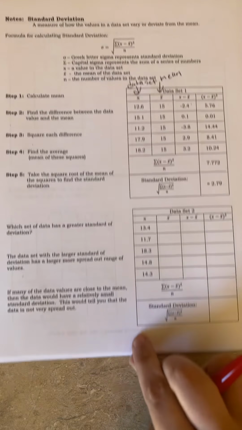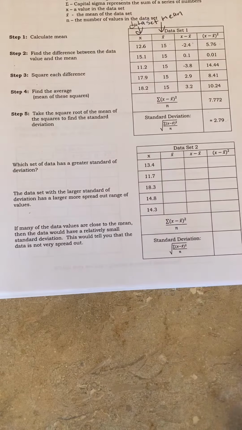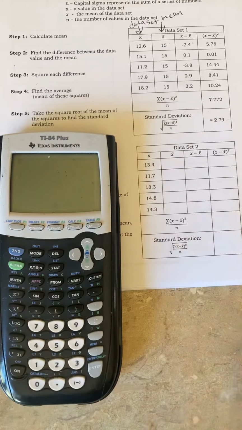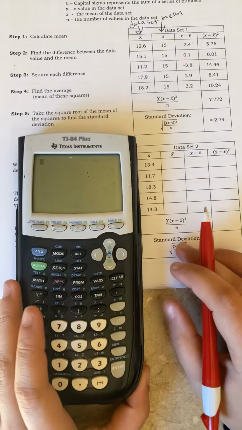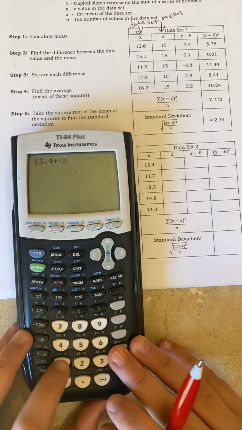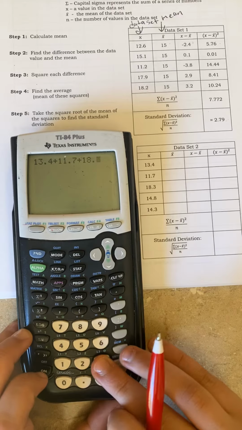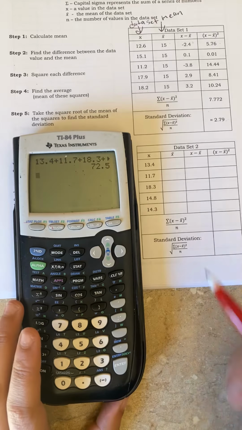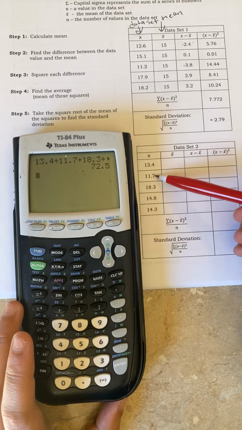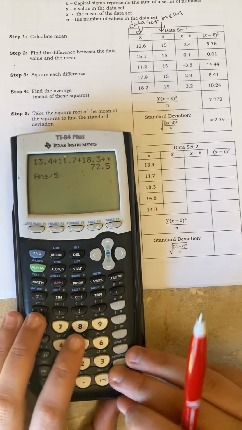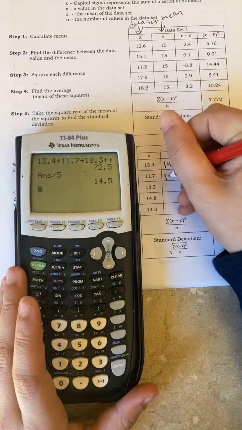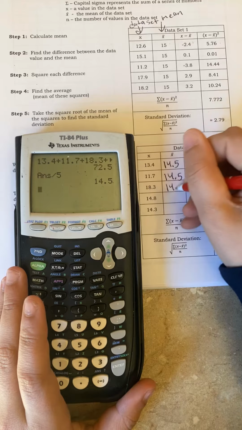So, for example, down here, we got our second data set. First thing we have to do is find the mean. Remember, to find the mean, we talked about that on day 1's unit. You add up all the points and divide by however many there are. So we're going to add 13.4 plus 11.7 plus 18.3 plus 14.8 plus 14.3, and then divide by however many points I have. That's 1, 2, 3, 4, 5, divided by 5. And that gives me 14.5. So that is my mean here, 14.5.